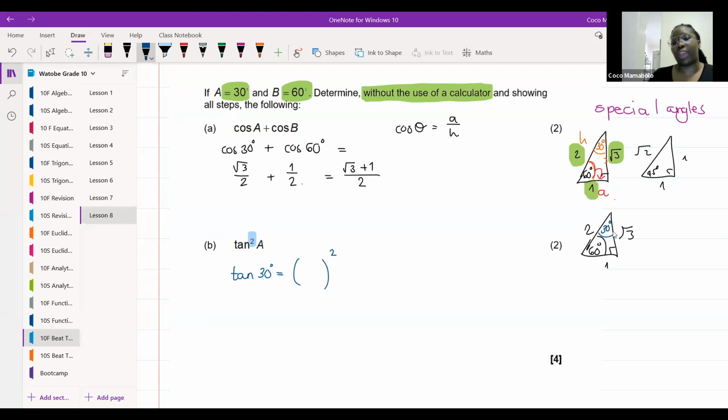We know that tan of 30, or tan, is opposite over adjacent, because that's opposite to my 30-degree angle, adjacent to my 30-degree angle. So I'm going to get 1 over the square root of 3, all squared. And I know that what I need to do then is just square both numbers. 1 squared is just 1, and the square root of 3 all squared is 3. Okay, and that's where we're at.